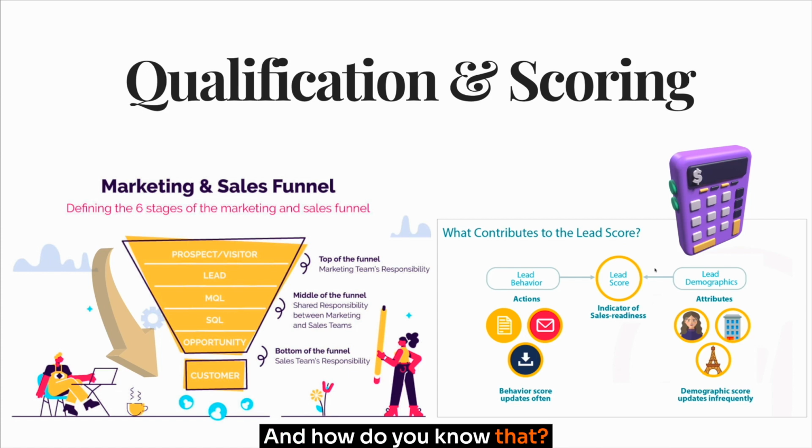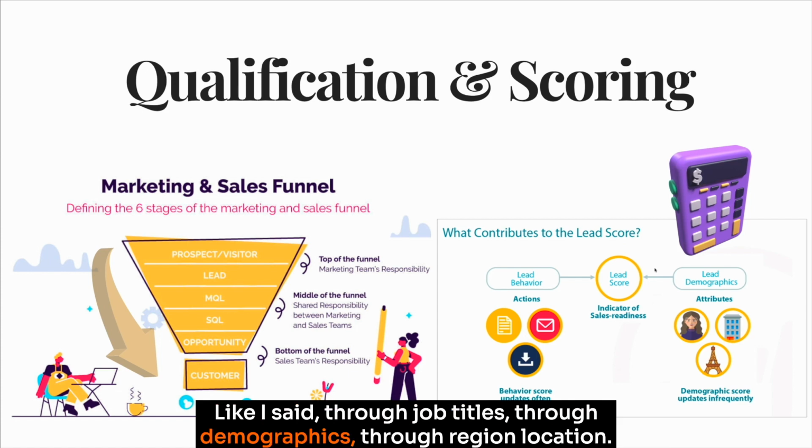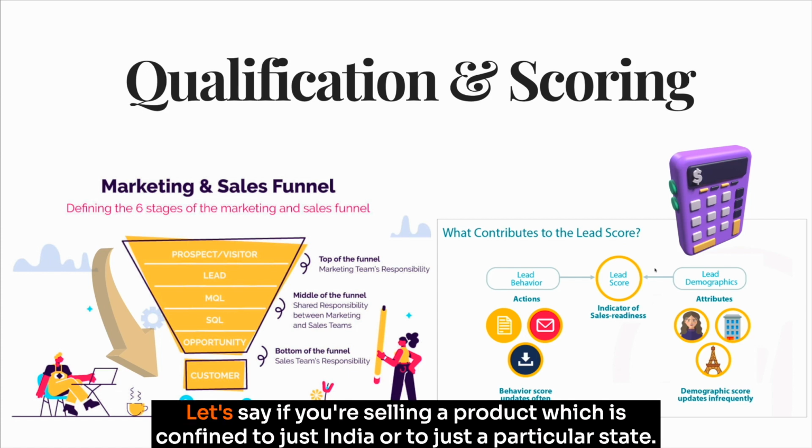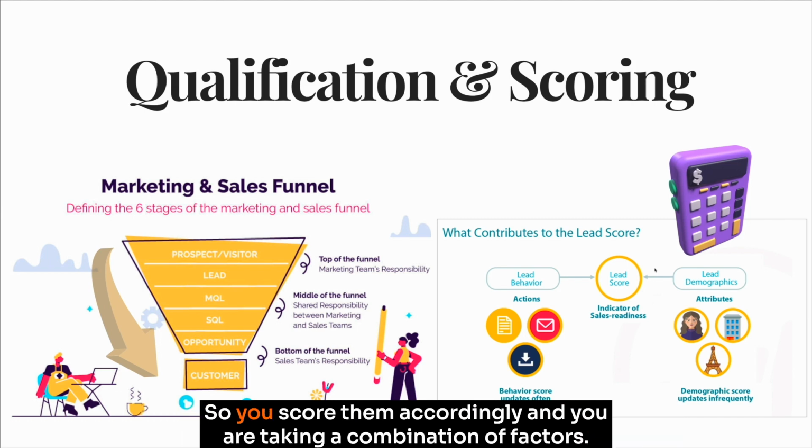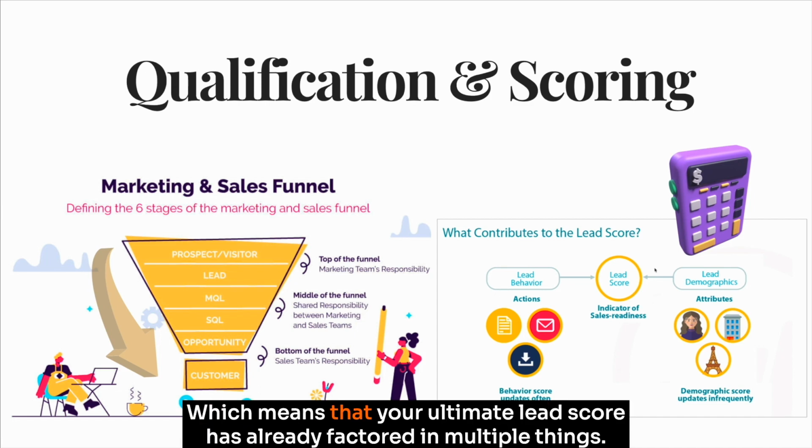And how do you know that? Like I said, through job titles, through demographics, through region, location. Let's say you're selling a product which is confined to just India or to just a particular state. Now, if you get a lead from the US or from a different part of the world, it might not be high priority, right? So you score them accordingly, and you're taking a combination of factors, which means that your ultimate lead score has already factored in multiple things.